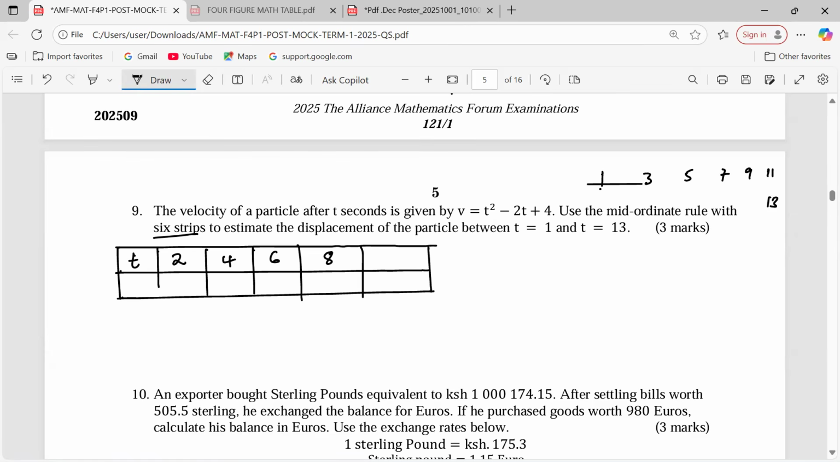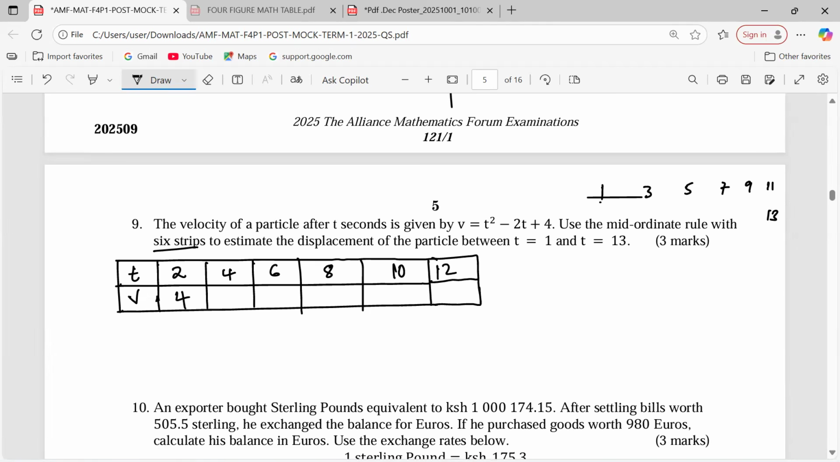9 to 11, we need 10. And 11 to 13, we need 12. So these are the values of t we shall use. So we check at 2, what is the value of v? We substitute, and that will give us 4. We also substitute t equals to 4 in the equation. You get 12, 28, 52, 84 when we substitute 10, and 124 when we substitute 12.